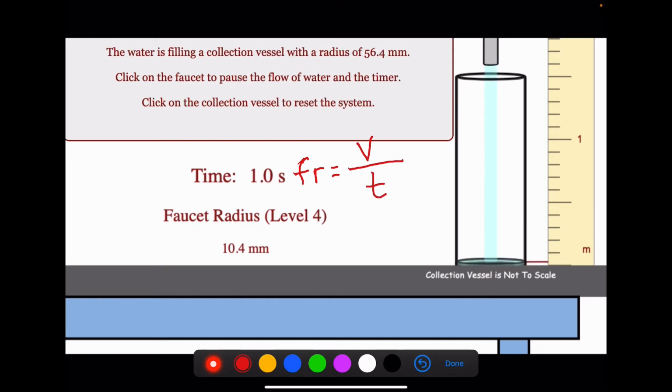So if we want the flow rate from this faucet, we would need to know how much volume came out in a given amount of time. The standard units for flow rate would be meters cubed per second.